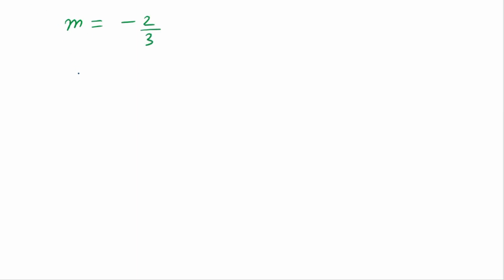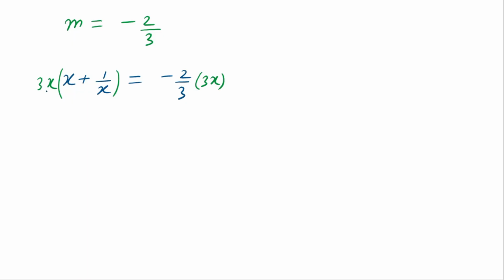And we know that the value of m is x plus 1 over x, and this is equal to minus 2 over 3. On the left hand side the denominator is x and on the right hand side the denominator is 3. So multiply both sides by 3 times x. Now this 3 times x is multiplied by x plus 1 over x.